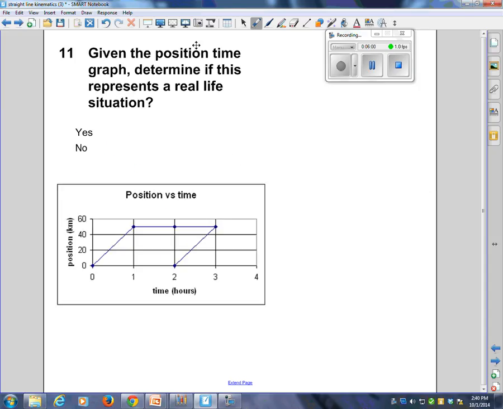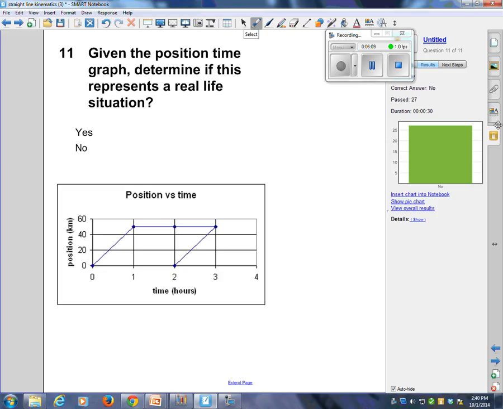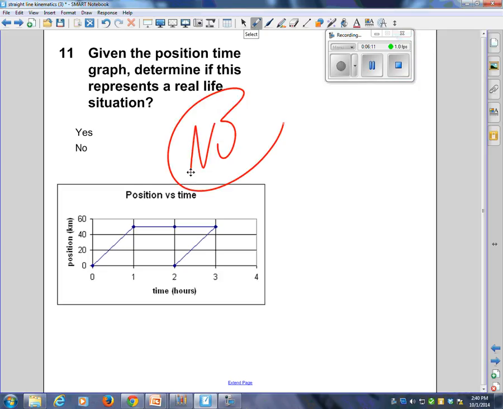Given this position time graph, determine if this represents a real-life situation. I haven't taught you anything about this. You just have to think. How come everyone said no? It's the correct answer. Is this showing back in time? Yeah. Sort of, right? How many people know what the vertical line test is all about?